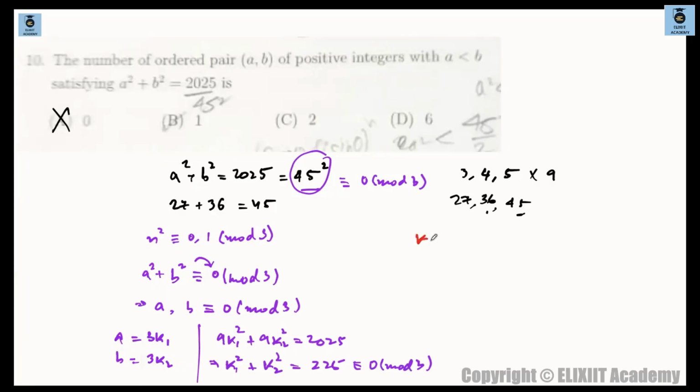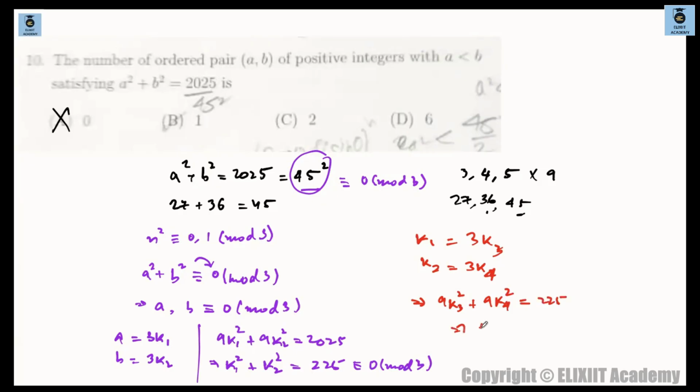K1 and k2 being multiples of 3 means, what can I say? K1 will be 3 times k3, let's say, and k2 will be 3 times k4. So k1 squared plus k2 squared will give you 9k3 squared plus 9k4 squared, and this is equal to 225.